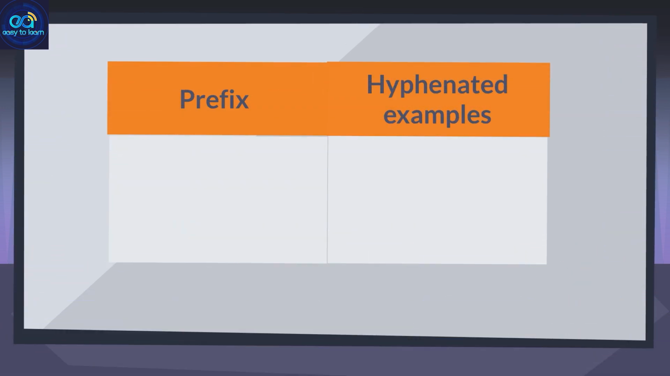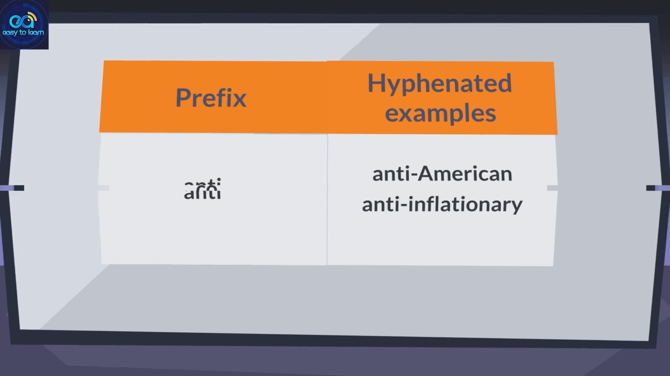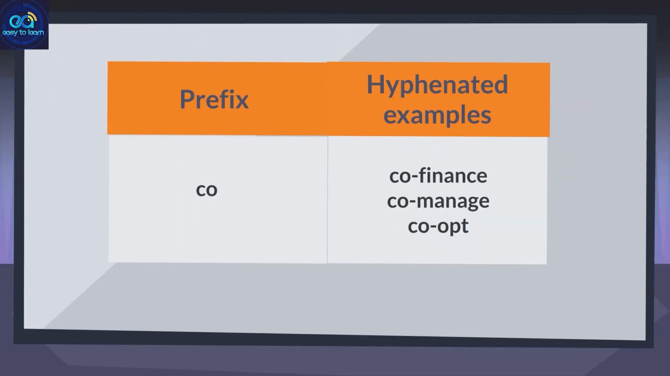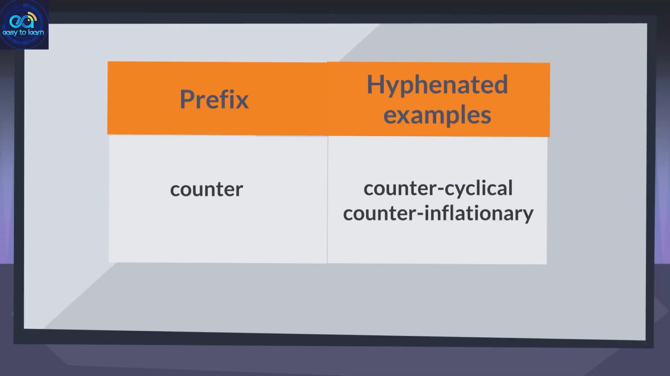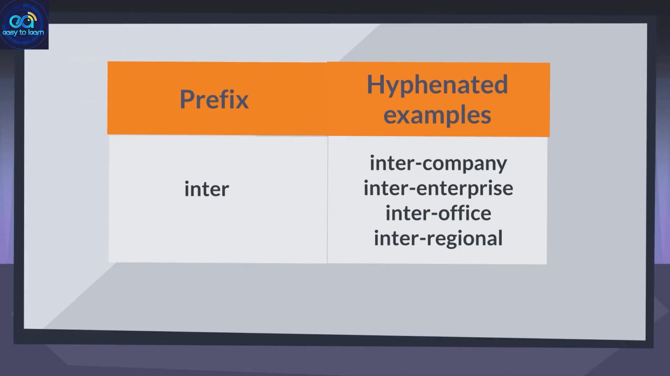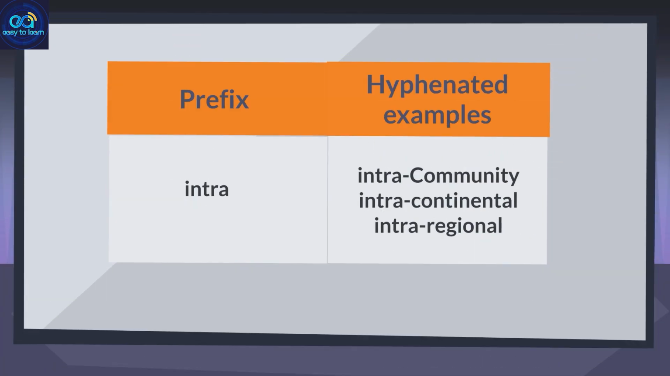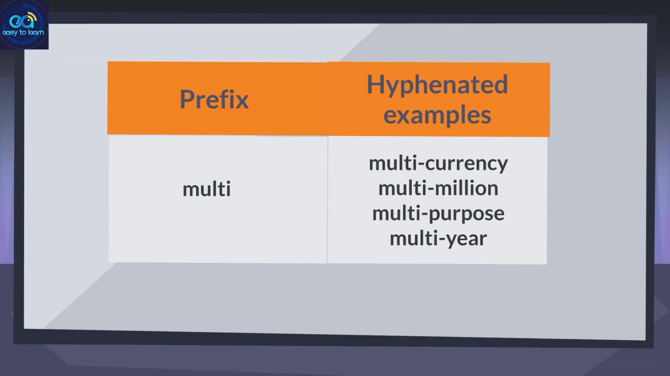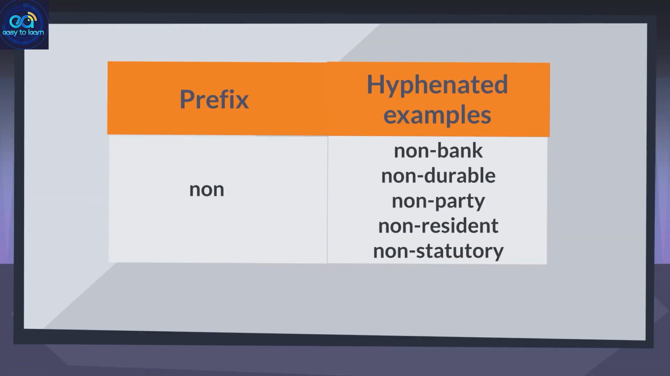Prefix hyphenated examples: anti: anti-American, anti-inflationary. Co: co-finance, co-manage, co-opt. Counter: counter-cyclical, counter-inflationary. Inter: inter-company, inter-enterprise, inter-office, inter-regional. Intra: intra-community, intra-continental, intra-regional. Multi: multi-currency, multi-million, multi-purpose, multi-year. Non: non-bank, non-durable, non-party, non-resident, non-statutory.